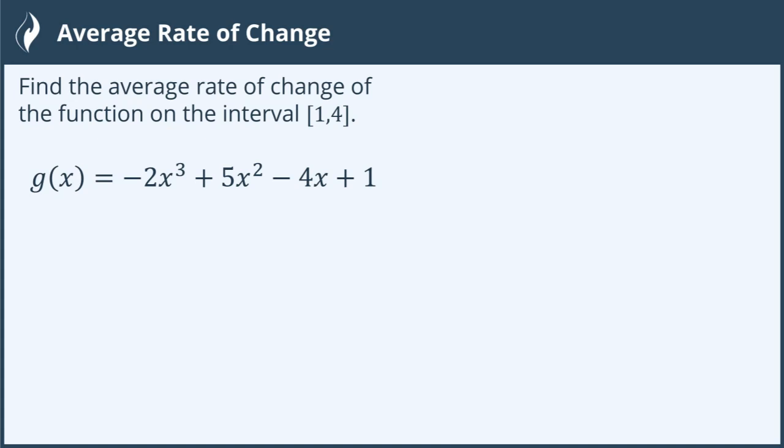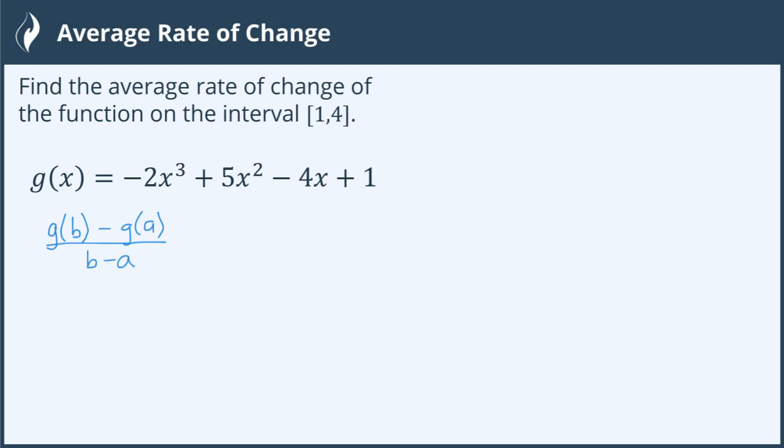Here we are asked to find the average rate of change of this function g of x on the interval from 1 to 4. So in order to do that, we need to refer to this formula that tells us to find the value of the function at b, subtract from it the value of the function at a. So basically we're finding the change in the outputs between these two inputs. And then we're going to divide that by the difference in the two inputs, b minus a.